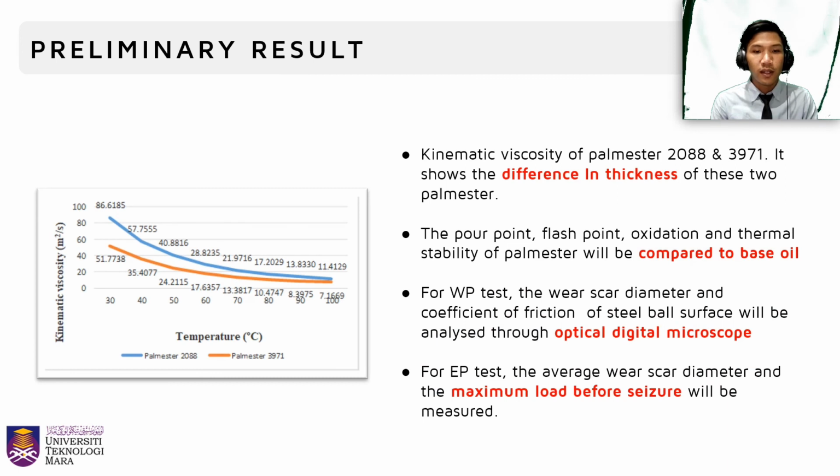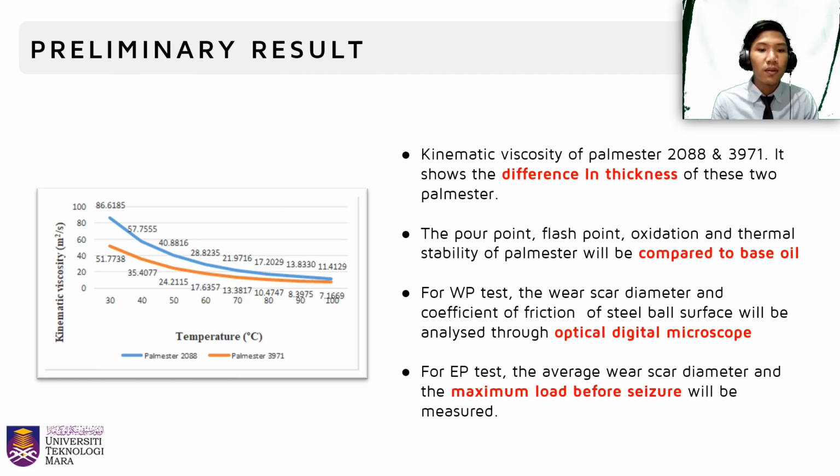For preliminary results, the kinematic viscosity test for palm ester 2088 and 3971 has been done. It shows the difference in thickness of these two palm esters. The pour point for each palm ester will be measured through their solidification point from the pour point test. The flash point, oxidation, and thermal stability for each palm ester will be analyzed through the mentioned methods. This behavior characteristic will be compared with base oil analysis.